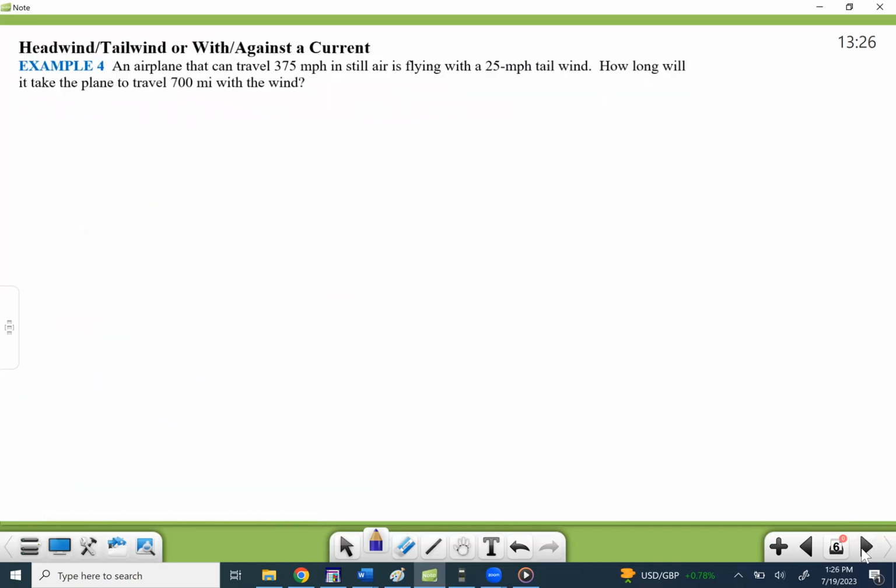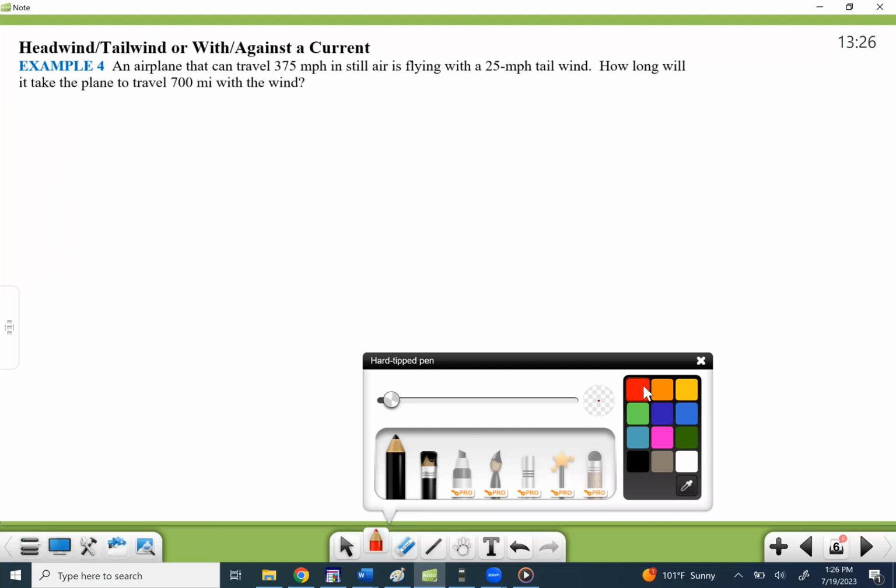Okay. All right. Headwind, tailwind, with the current, against the current. Okay. An airplane that can travel 375 miles per hour in still air is flying with a 25 mile per hour tailwind. How long will it take the plane to travel 700 miles with the wind? Now you can see that we have a rate here, right? Miles per hour, that's a rate. Miles per hour, that's a rate. Miles, that's a distance. So that's going to make you think, I might be using D = RT.